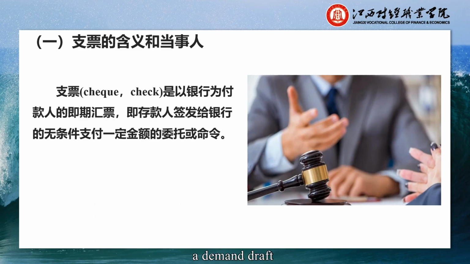A check is a demand draft with a bank as the payer, which is a written instruction issued by the depositor to the bank to make an unconditional payment of a specific amount. The drawer writes a certain amount on the check, instructing the bank to pay a specified amount to a specific person or the bearer upon presentation. Since a check is an unconditional written order to pay a certain amount and it is a demand draft payable upon presentation, the bank where the deposit is held cannot arbitrarily refuse payment and must immediately make payment against the check.